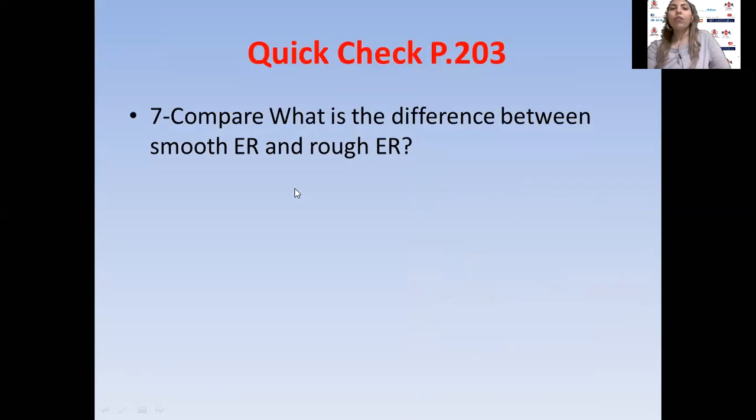So compare: what's the difference between smooth endoplasmic reticulum and rough? Okay, and repeat it again.